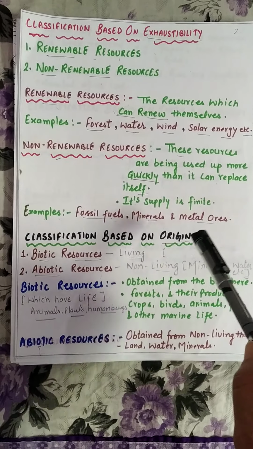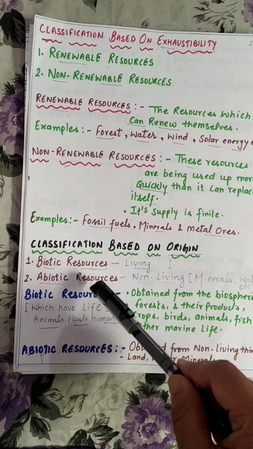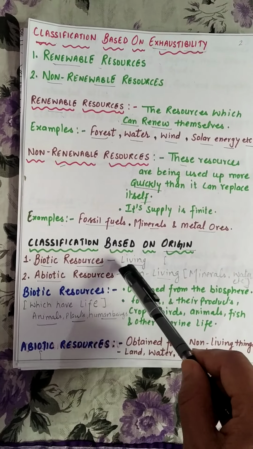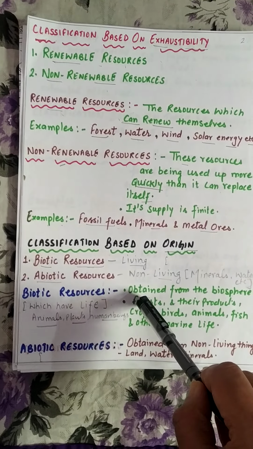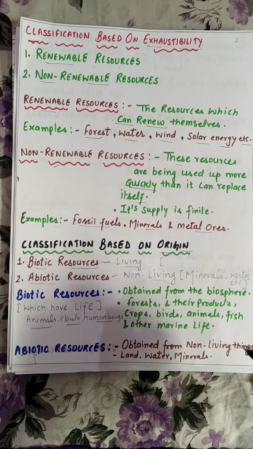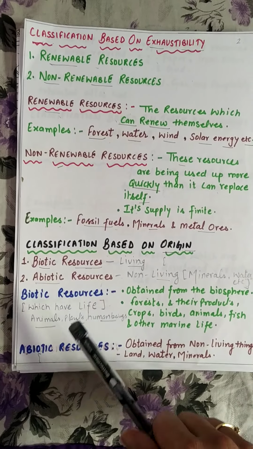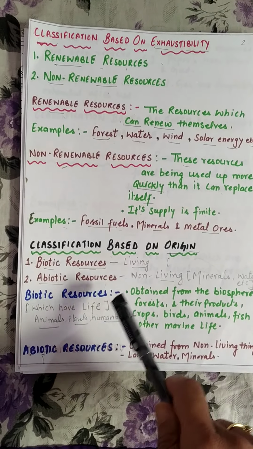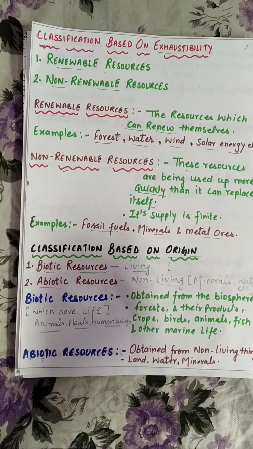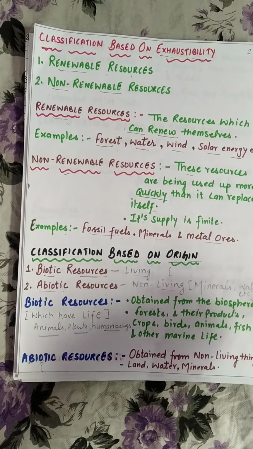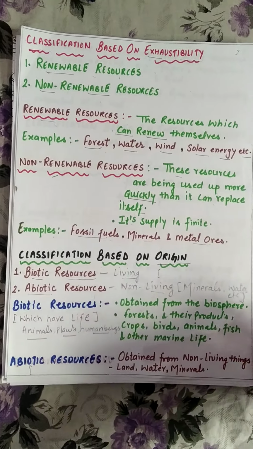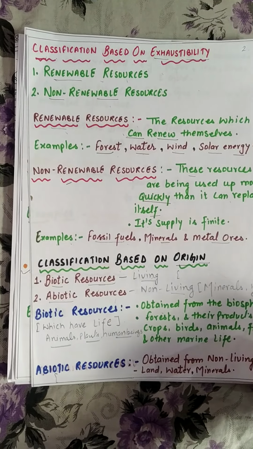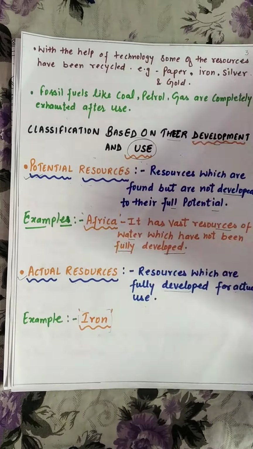After that, on the basis of origin, we have done biotic and abiotic resources, and I told you to relate it with living and non-living. And under biotic resources, I have given a hint also, that which have life, like animals, plants, and human beings. And in abiotic, land, water, and minerals, it means all non-living came here.